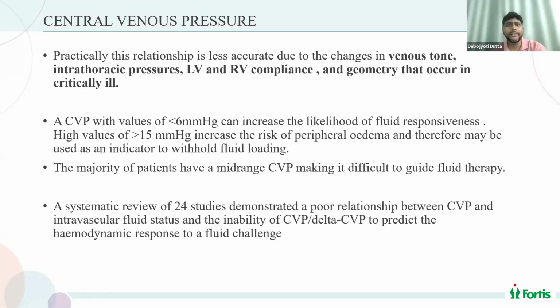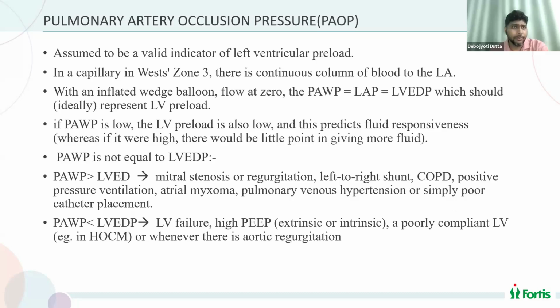There are lots of factors that intervene in between: venous tone, intrathoracic pressure, LV and RV compliance, geometry, etc. That's why measurement of CVP in the intensive care unit is not regular practice right now. Only CVP can help us with the extremes of values. If someone has a CVP of less than 6 or 5, it can increase the likelihood of fluid responsiveness, but more than 15, obviously, it will increase the chance of congestion. But in between, in the gray area, it is not at all helpful.